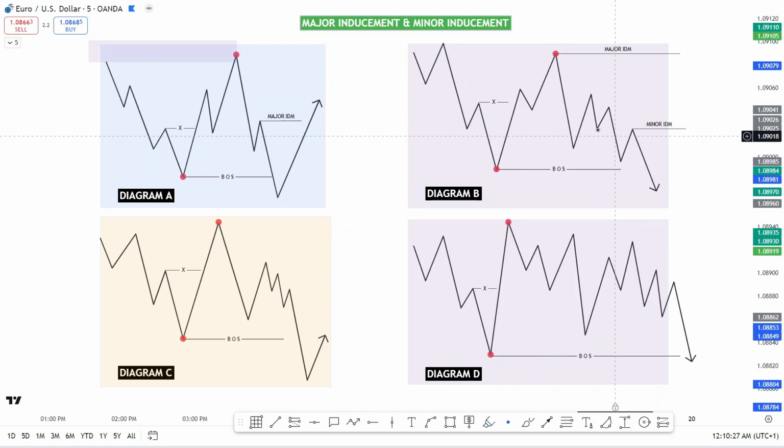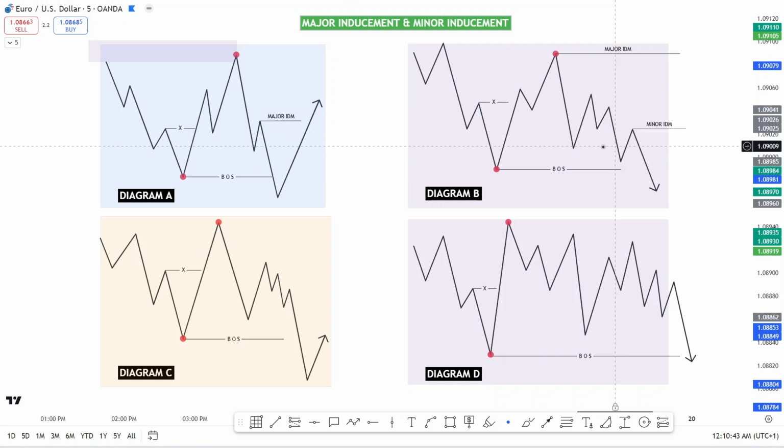All right, so how then can we know the minor inducement? Take note, the minor inducement does not break structure. The minor inducement, these are the characteristics. It does not break structure. And secondly, minor inducement trades within the range.